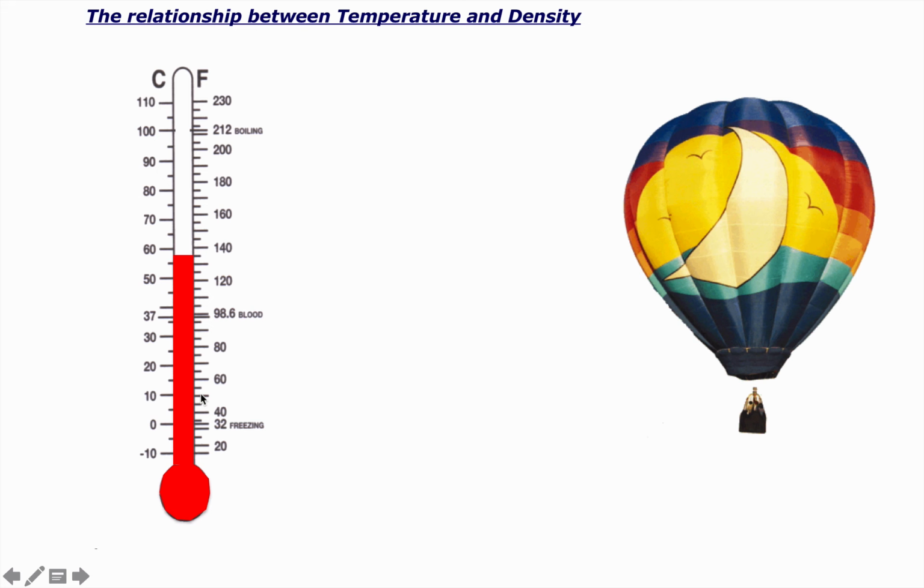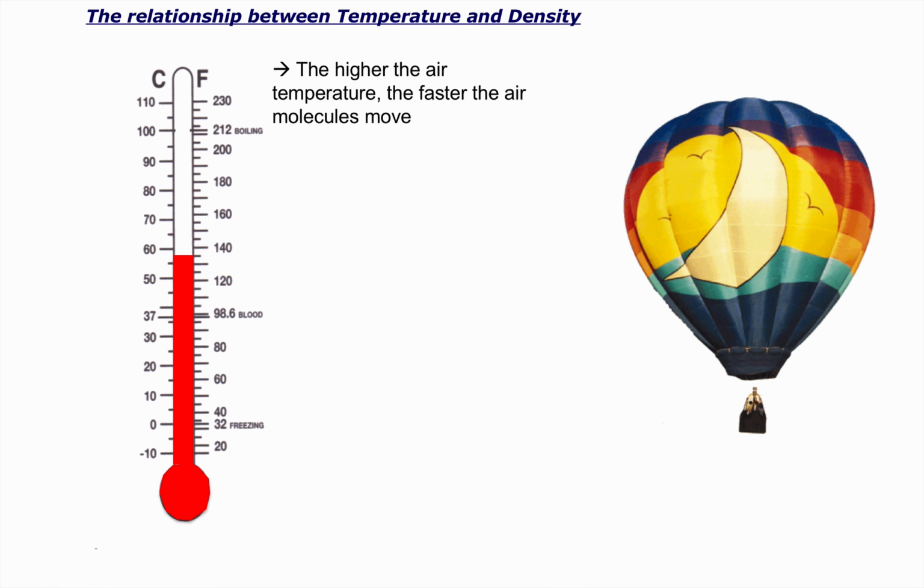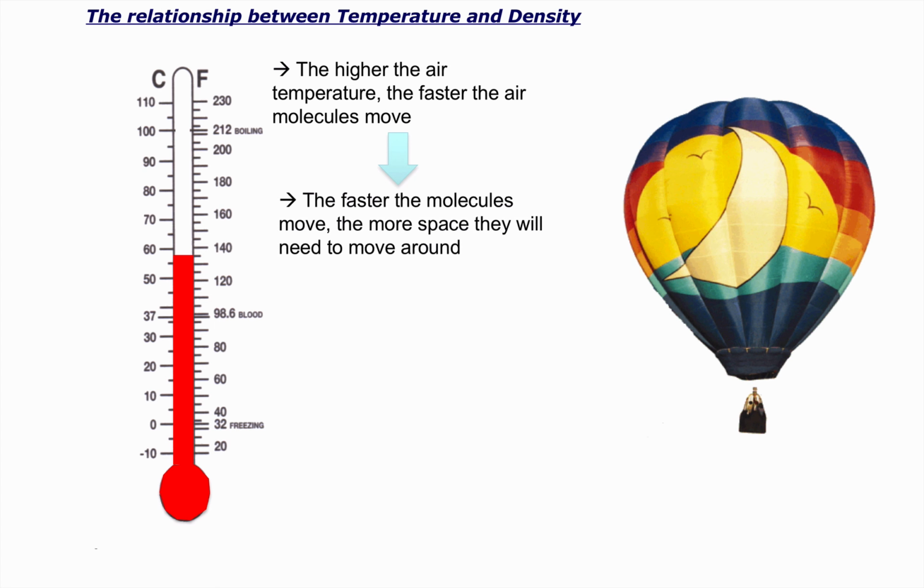Because it's so small and so controlled, we can actually tick off on the side here and tell us exactly how warm the temperature is. So here's the idea. The higher the air temperature, the faster the molecules move. We learned this a few moments ago. We also just learned that the faster the molecules move, the more space they need to move around in. Basically, increasing the temperature of a substance, like air, causes it to expand.